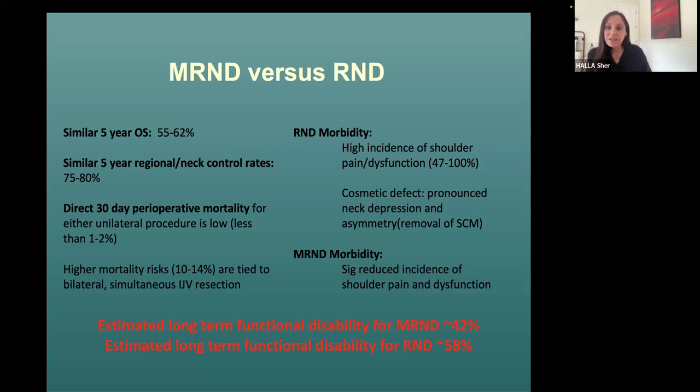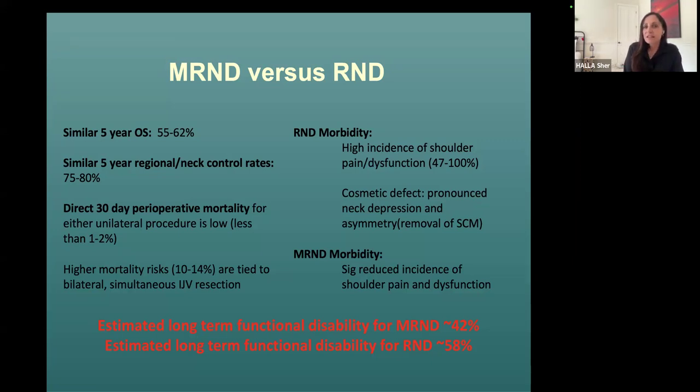You do see higher mortality in patients who underwent bilateral modified radical or radical neck dissections where both internal jugular veins are sacrificed. That mortality is in the range of 10 to 14%, and that relates to the complications I mentioned earlier with increased intracerebral pressure.